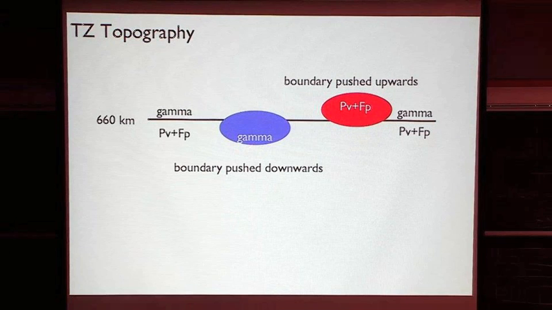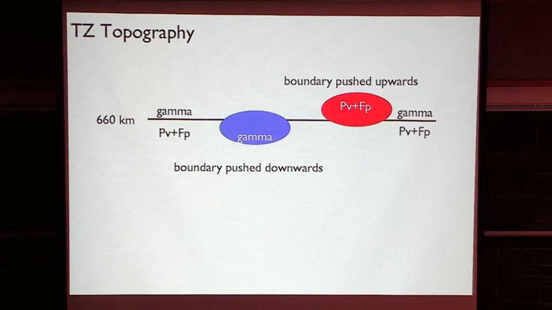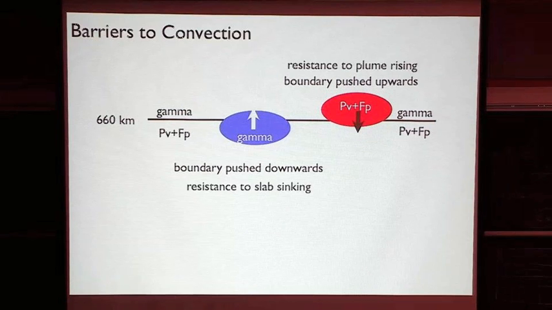So you create this kind of a topography instead of a flat boundary. You have these valleys and peaks. And what is this going to do? Because the gamma phase, compared with the perovskite and ferropericlase, is a lighter phase, so it does not want to stay there. It has a lower density, so it has a tendency to rise up. And this phase, because it's a denser phase, has a tendency to go down. So this is resistance to plume rising, and this is resistance to slab sinking. So this boundary acts as a barrier to mantle convection because of the different Clapeyron slopes.